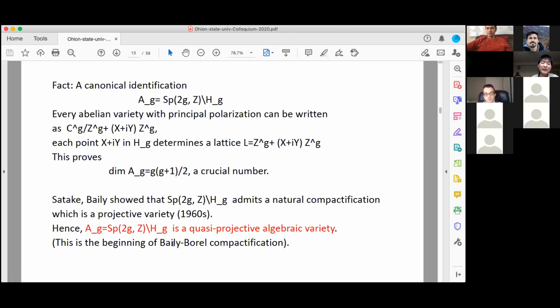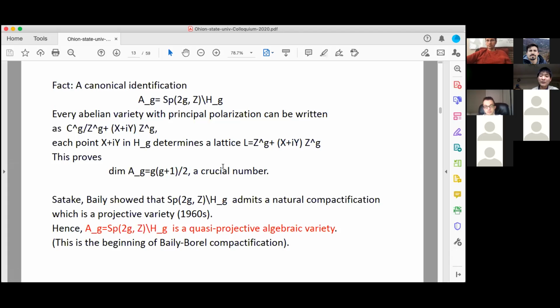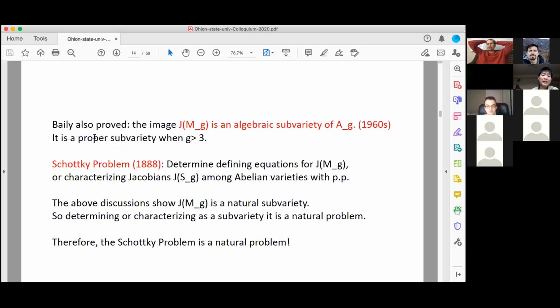So this is the beginning of the Baily-Borel compactification of locally symmetric Hermitian symmetric spaces. That's the first example. The Baily-Borel was motivated by this. Okay, so this is the proof A_g is an algebraic variety. Now Baily also proved another thing: the image is an algebraic subvariety of A_g, because earlier we only had a map. Therefore, this is a proper subvariety when g is bigger than 3. When g equals 4, M_g has dimension 9, A_g has dimension 10.